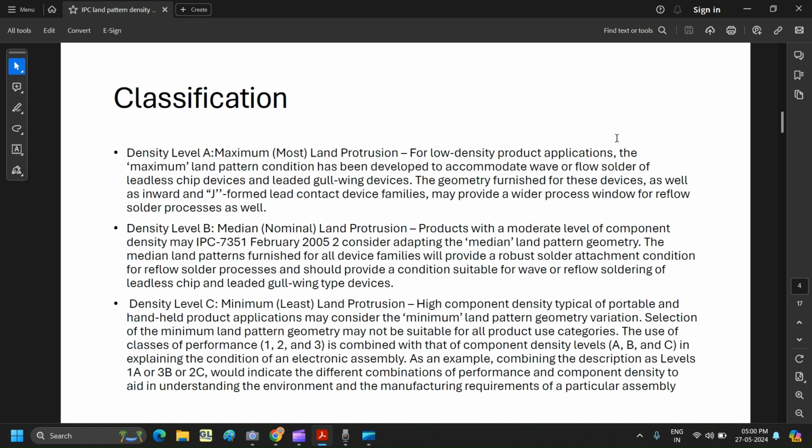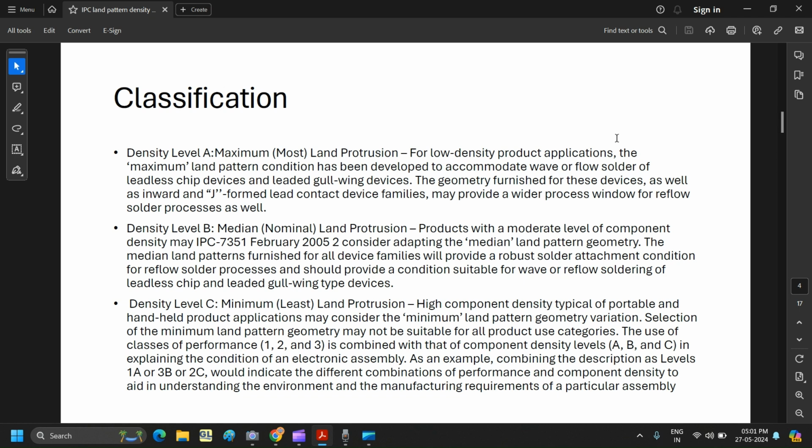In density level B, you are considering both quality and placement. So for the first case, the quality will be 80%, the placement technique will be 20%. For density level B, quality 50%, placement 50%. Density level C, quality will be around 30%, placement will be around 70%. So you have to be more specific about the placement when you come to design density level C.